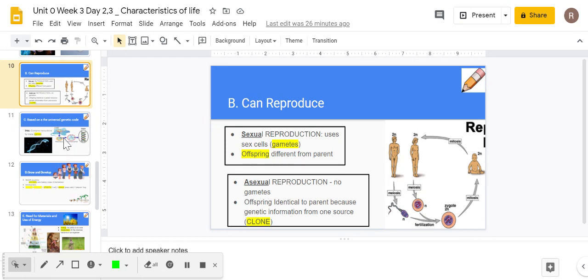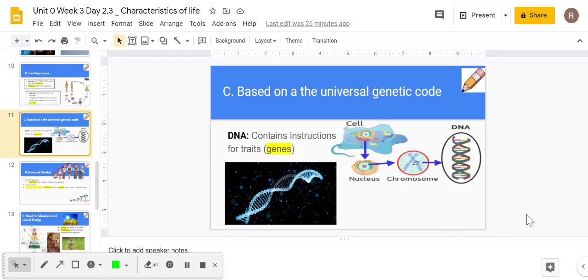So, again, the next characteristic of life is that everything is based off of this universal genetic code, which is DNA. If DNA is not present, then there will be no instructions on how to make that specific type of organism. There will be no instructions on how the cells are supposed to act. And therefore, the organism will not continue to live. So again, having DNA in each cell is important.